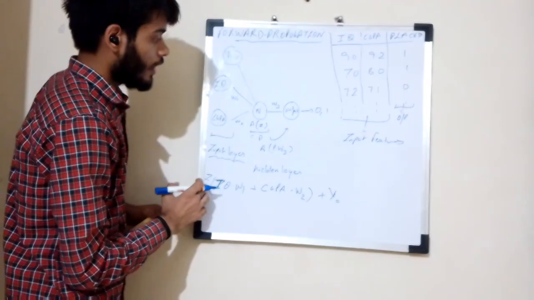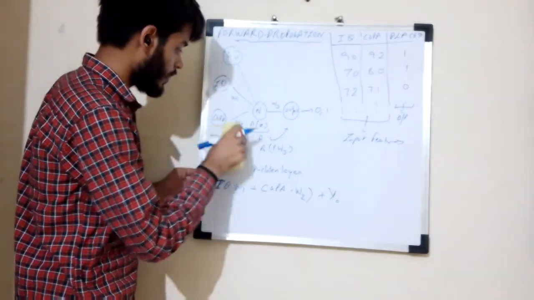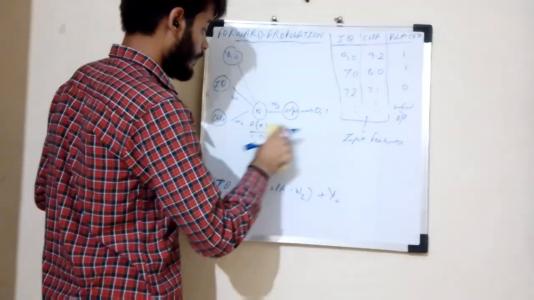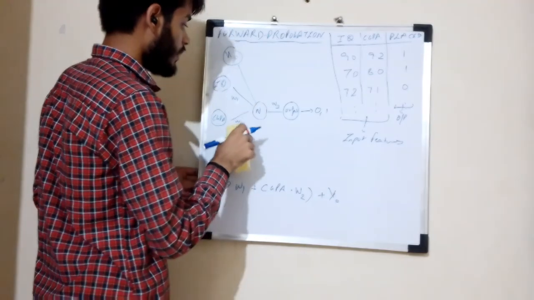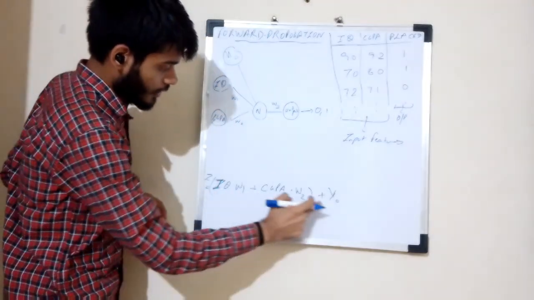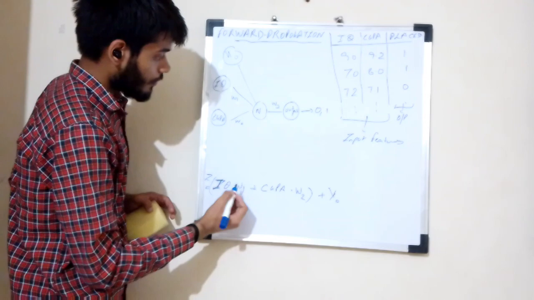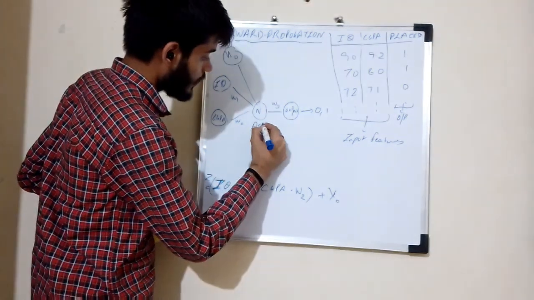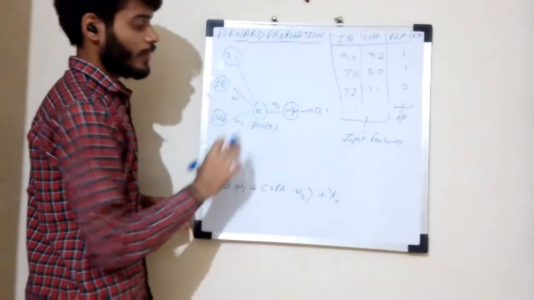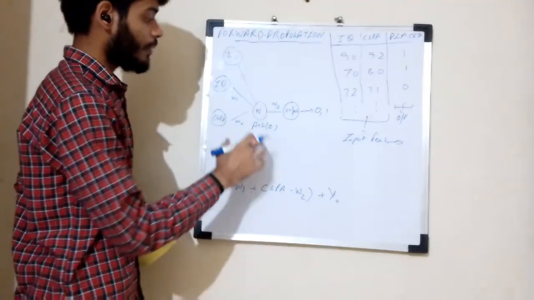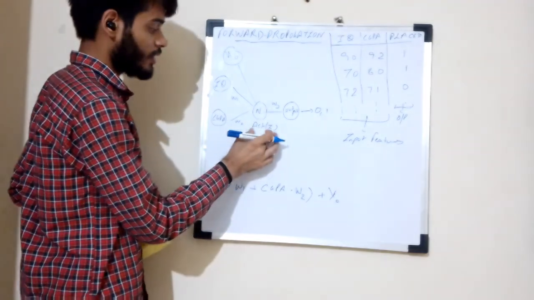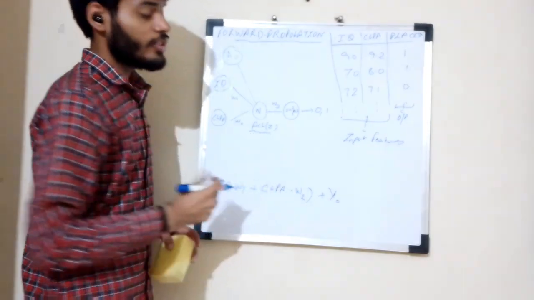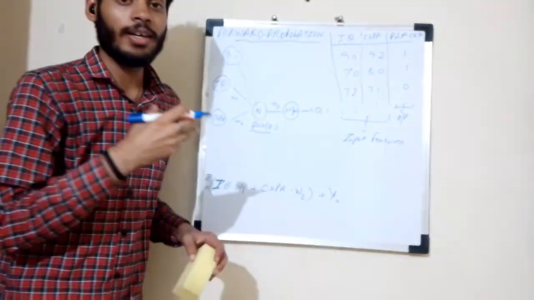After finding out my z, what is z? Z in this case was this entire expression. So after finding z, we need to pass it to an activation function. After passing it to my activation function, it comes to the neuron. These things are happening in the neurons. This activation function will govern whether this neuron is active or not.